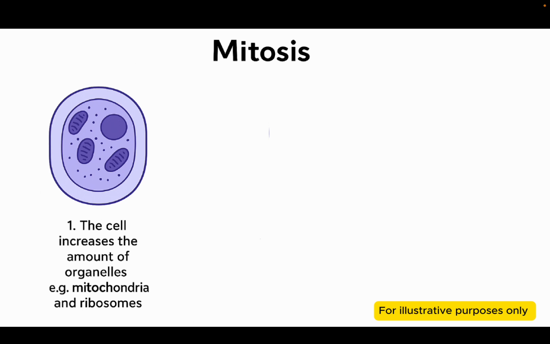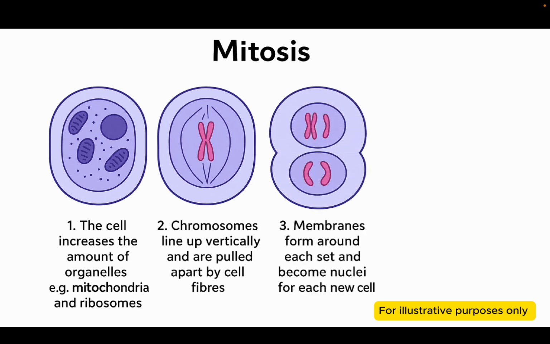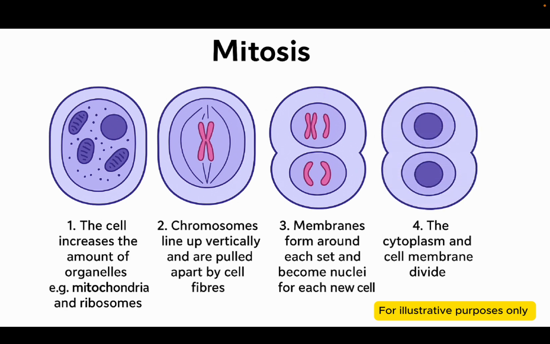So the first step is the cell increases the amount of organelles, for example its mitochondria and ribosomes, and this is where the DNA replication and the growth is happening. Once that is done, the chromosomes line up vertically and are pulled apart by cell fibers. The third step is that once they are pulled apart to opposite sides of the cell, new membranes form around each set and become nuclei for each new cell. And then finally, the cytoplasm and cell membrane divide.